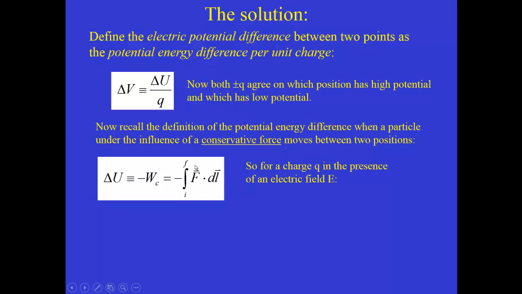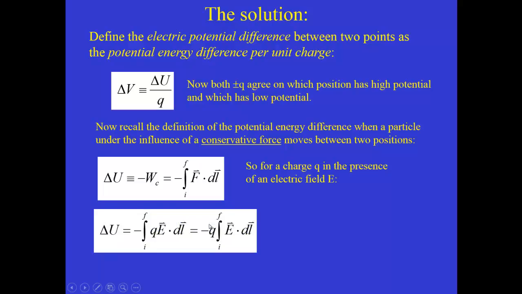So now we know if we have a charge Q in the presence of an electric field E, that this F can be replaced with Q times E. If we do that here, we then realize, well, the Q is a constant. It doesn't change along the path, so it can come outside the integral. And now we have delta U is equal to minus Q times this integral, and we see from the definition up above that in order for the definition to be true, this integral, minus this integral, must be the quantity delta V.